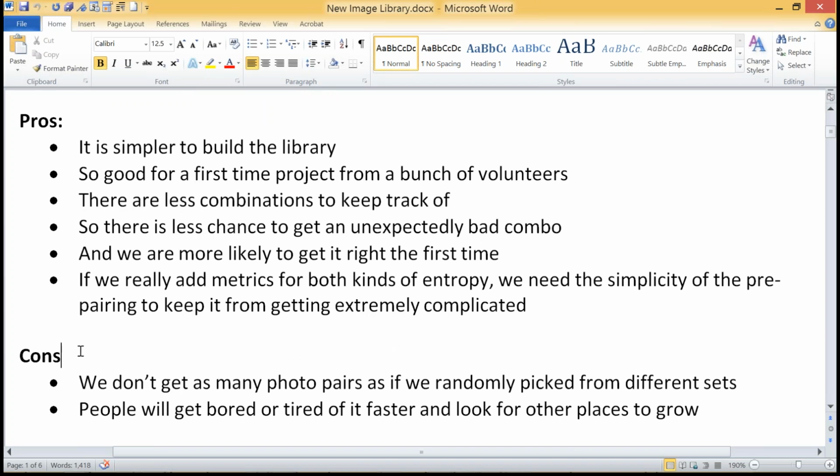So the disadvantages of pre-pairing, looking at the pros and cons: we don't get as many photo pairs as if we randomly pick from different sets. So with Mark White's library, you theoretically had a lot of different target pairs to choose from, arguably much more than the 100 or so we have now. So that's an advantage. In a way, we get a bigger target pool with less work.